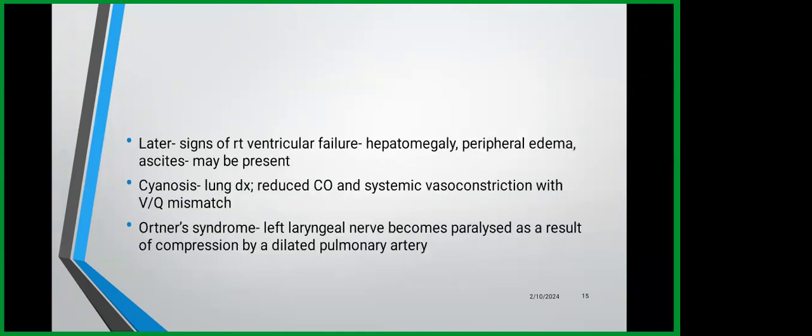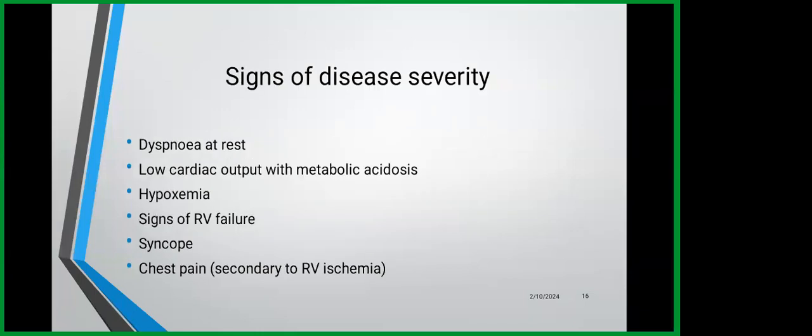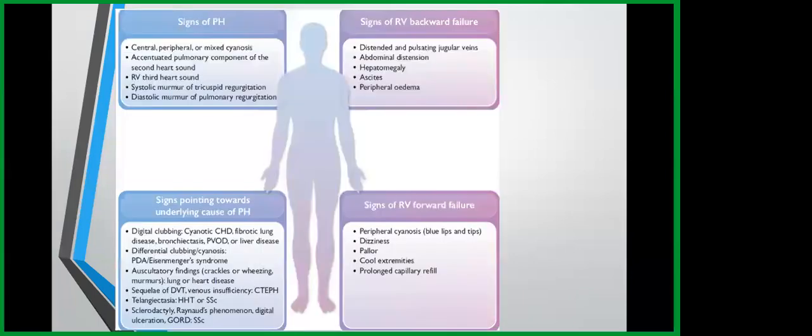Okay. So later they present with right heart failure, hepatomegaly, peripheral edema, ascites, cyanosis if there is lung disease and V/Q mismatch. Okay. So with disease severity, they have dyspnea. Of course, it usually starts with dyspnea on exertion, progresses to dyspnea at rest, with low cardiac output and metabolic acidosis, hypoxia, features of right ventricular failure, syncope, then RV ischemia can cause chest pain.